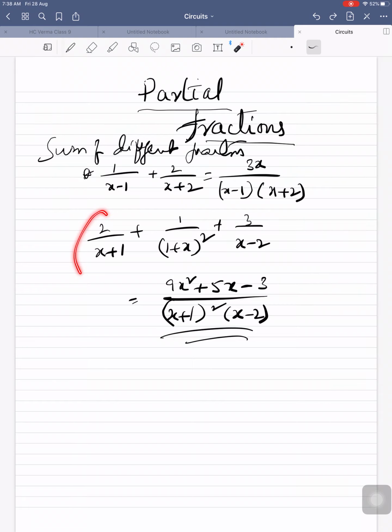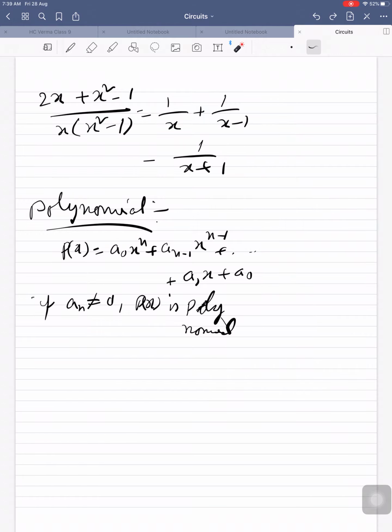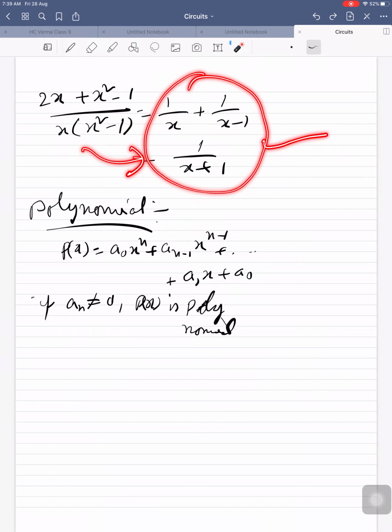Like that, 2 by x plus 1, into 1 by 1 plus x square, plus 3 by x minus 2. Take the LCM of these three, then you can simplify this total of different fractions into a single one. Now this is the ratio, then we can split it into different fractions.